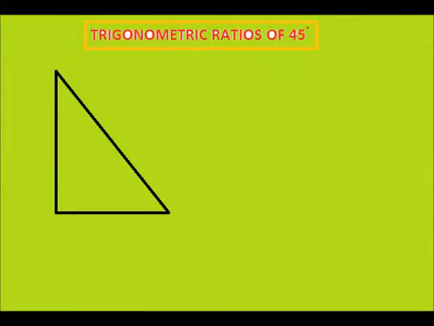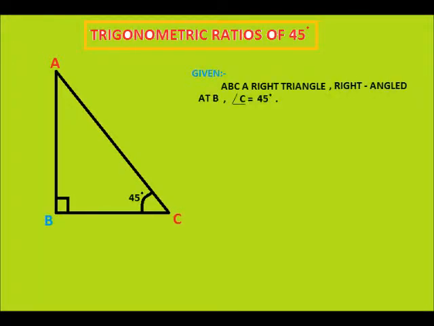Trigonometric ratios of 45 degree. Given: ABC is a right triangle, right angled at B. Angle C equal to 45 degree. Let BC equal to AB equal to A.